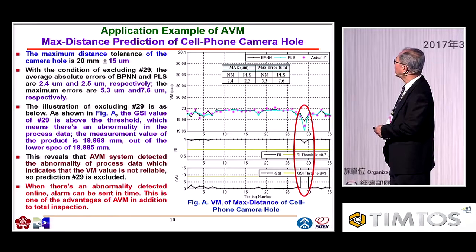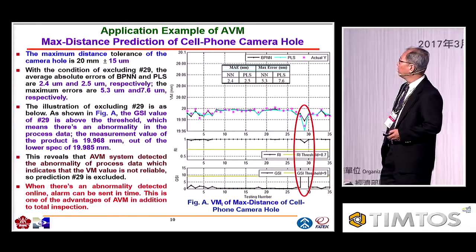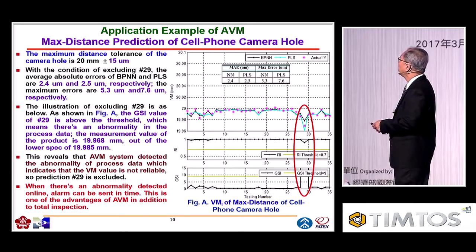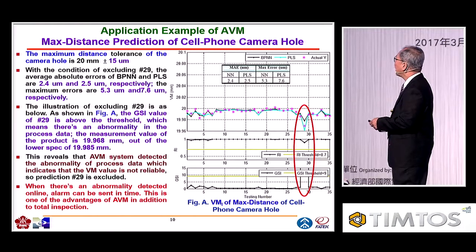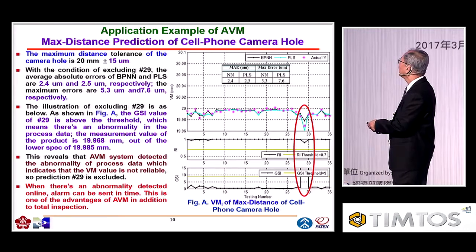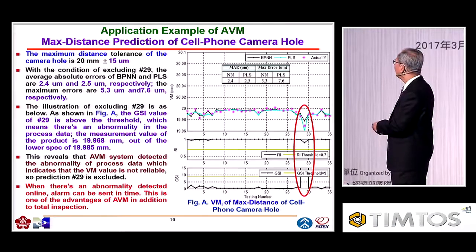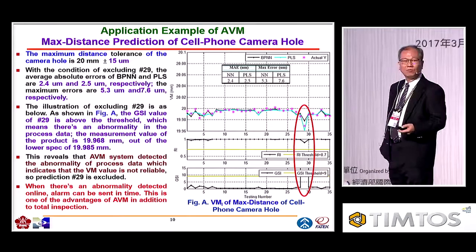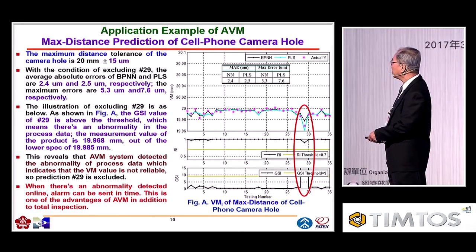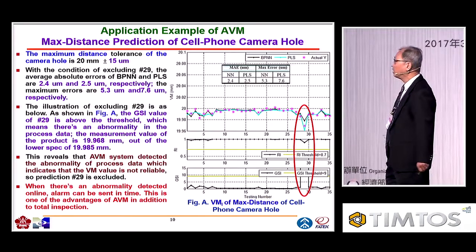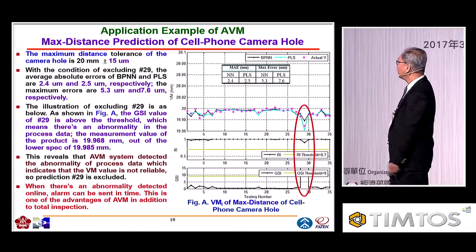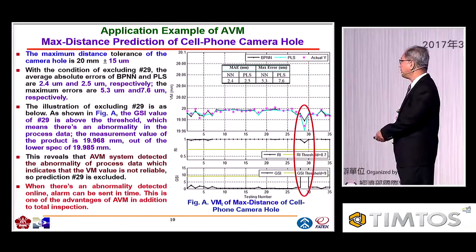The black curve is the neural networks, and the blue one is PLS. And you see, if those two are about the same, we have confidence in all the results. But you see, for this point, what I told you, the reliance index, we just check that there is an abnormality detected online. Then an alarm can be sent too. So this is one of the advantages of AVM, in addition to total inspection.